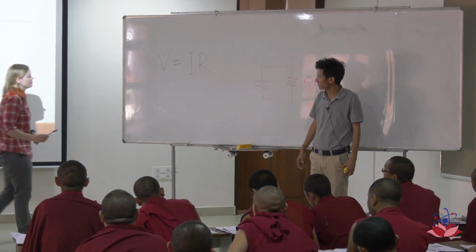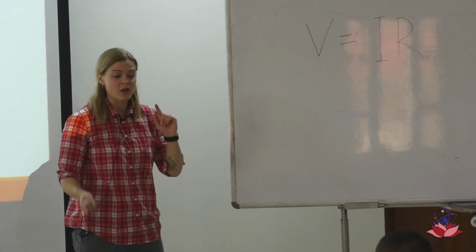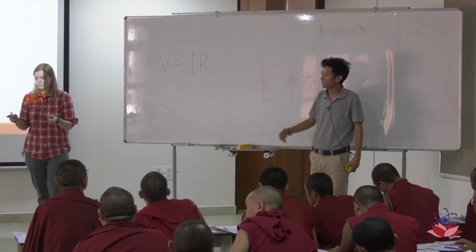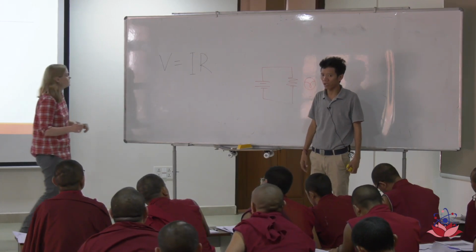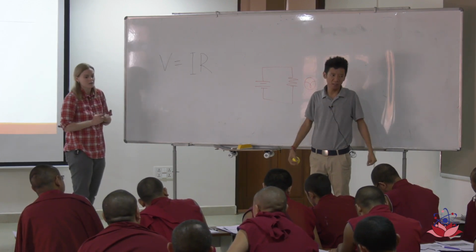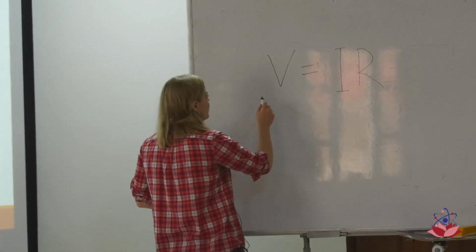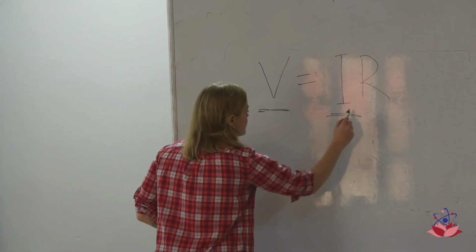And usually the things we think about being in proportion to each other are the things that we measure with instruments. And so typically we measure this one and this one.